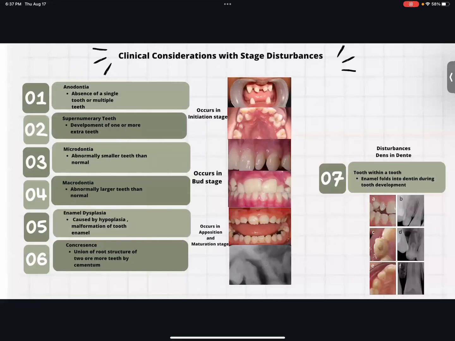Here are a few clinical considerations with stages. With stage disturbances, anodontia and supernumerary teeth occur within the initiation stage. Microdontia and macrodontia occur within the bud stage. Enamel dysplasia and concrescence occur within the apposition and maturation stage, as well as dens invaginatus and dens evaginatus.